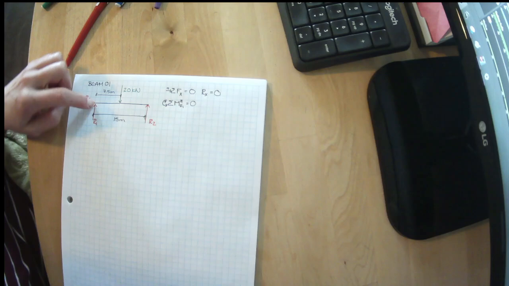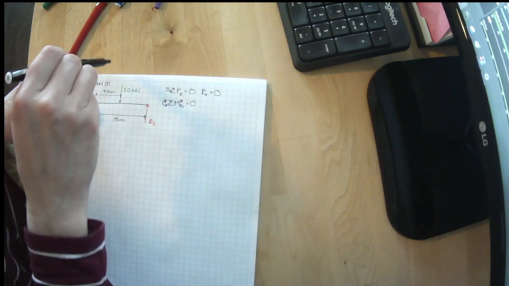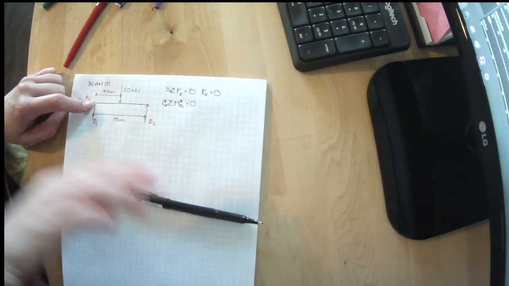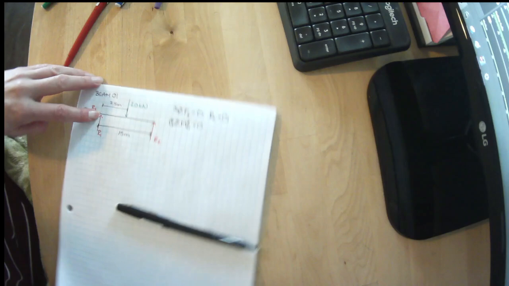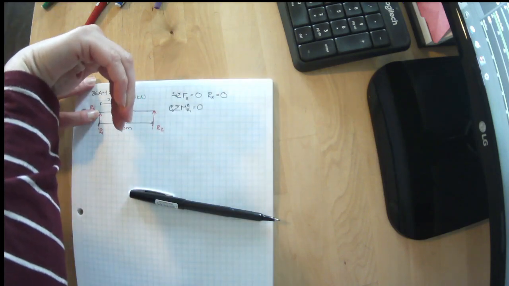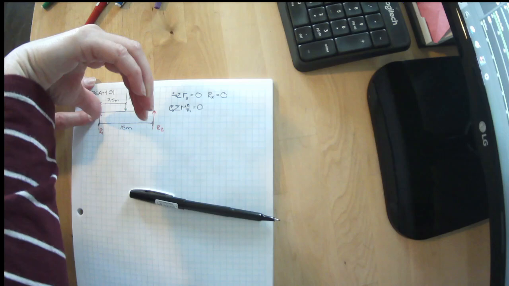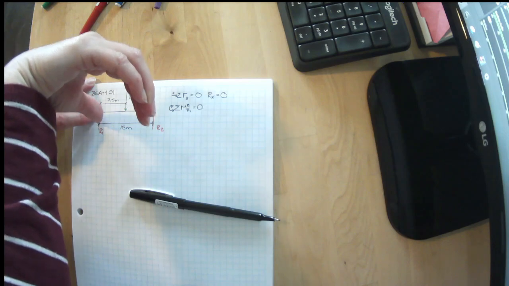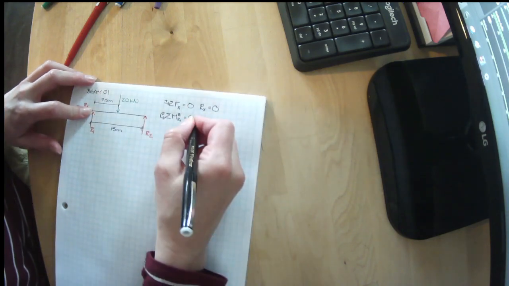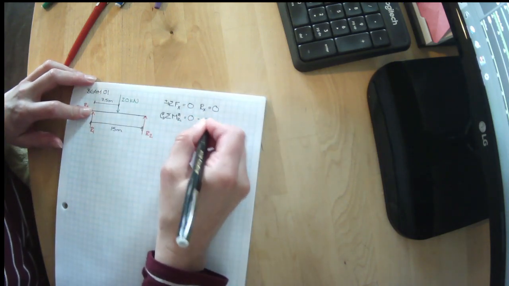R_x is passing through it, so it doesn't cause a moment. I have my 20 kilonewtons and my R2. The 20 kilonewtons tries to spin it in that direction. So if I curl my fingers in that direction and then stick my thumb out, my thumb will tell me if it's positive or negative. My thumb's pointing into the page, so that is a minus 20 kilonewtons.